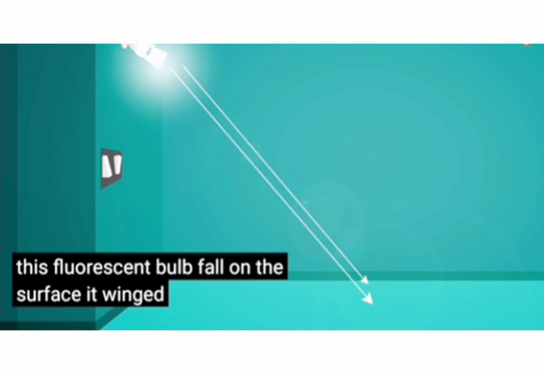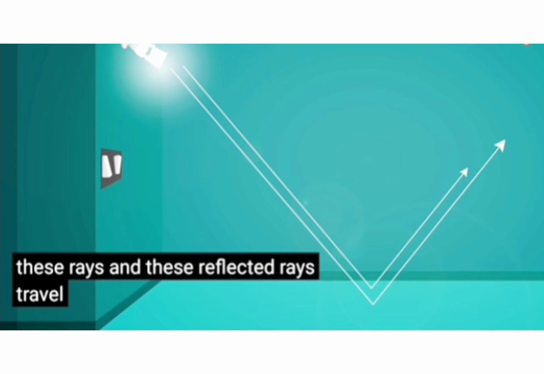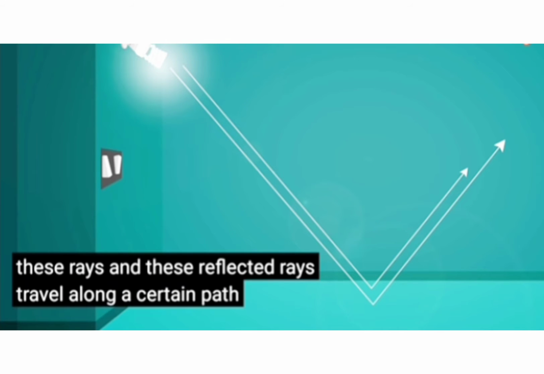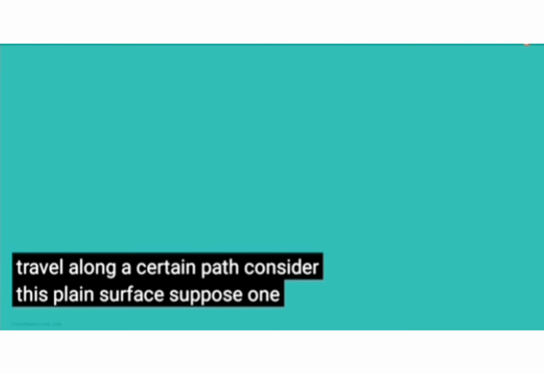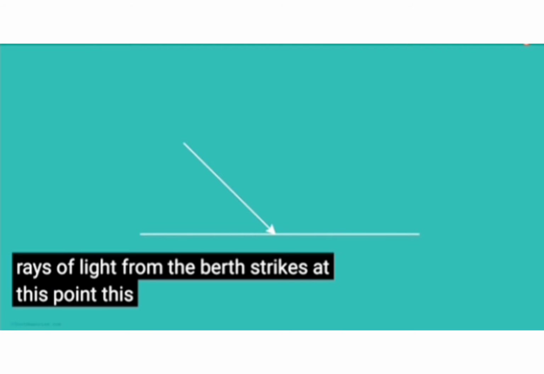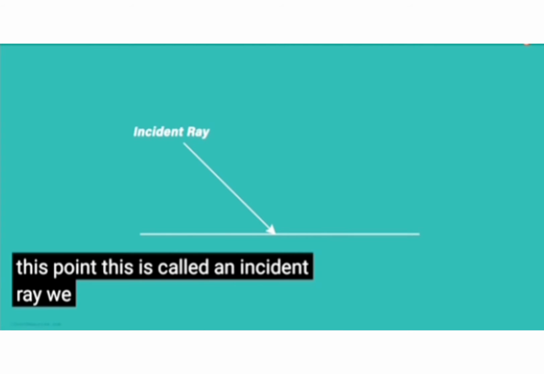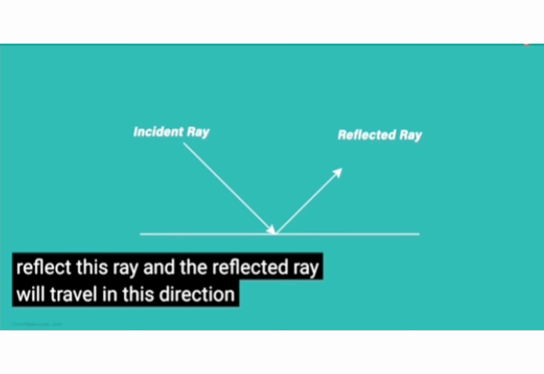A bulb's ray falls on the surface and reflects along a certain path. Consider the plane surface. Suppose one of the rays coming from the bulb falls obliquely. This is called an incident ray. As it is a plane mirror, it will reflect the ray. Thus the reflected ray will be reflected in this direction.